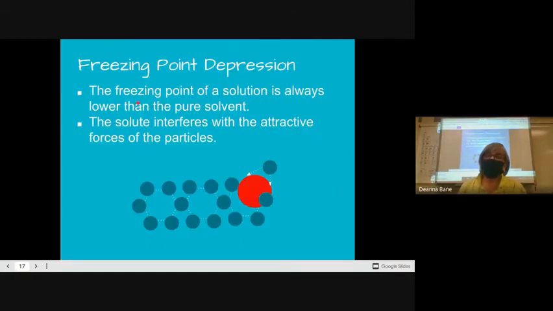So the freezing point of a solution is always lower than the pure solvent. That's why we call it freezing point depression. And again, it's just because the solute interferes with the attractive forces of the particles. So it's harder for them to organize into the crystal because of the presence of the solute particles.